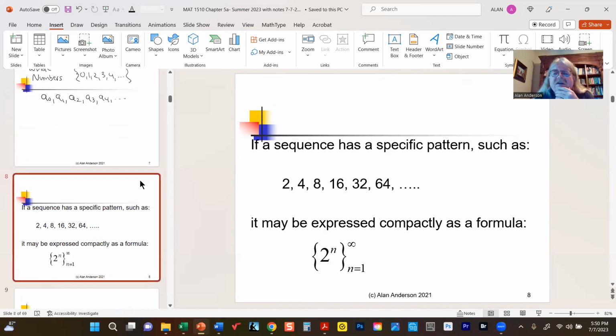Now, if we have a pattern, if we can find a pattern with our sequence, what we can do is actually just write it out as a formula. Like, look at this one. This is clearly 2 to the first, 2 to the second.